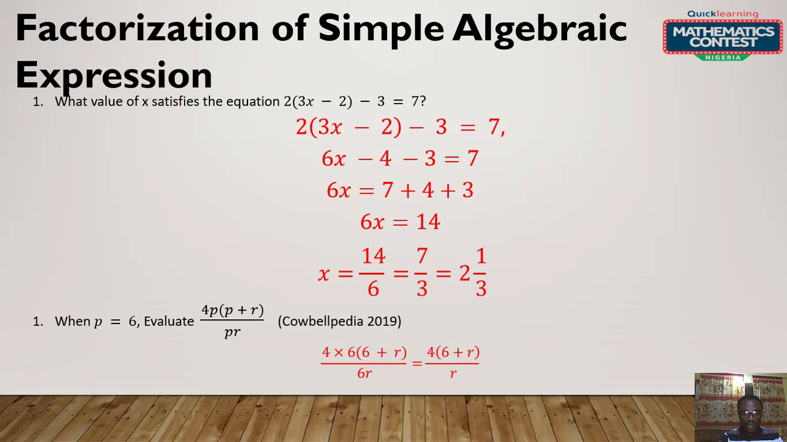So if we keep p here, this will give us 4 times 6, because we're told that p is 6, into the bracket 6 plus r over pr, that is over 6r. Now 6 cancel this 6. All we have remaining is 4 into the bracket 6 plus r over r. This will be our answer. So we're asked to simplify this. Given that the value of p is 6, the answer will be 4 into the bracket 6 plus r, all divided by r.